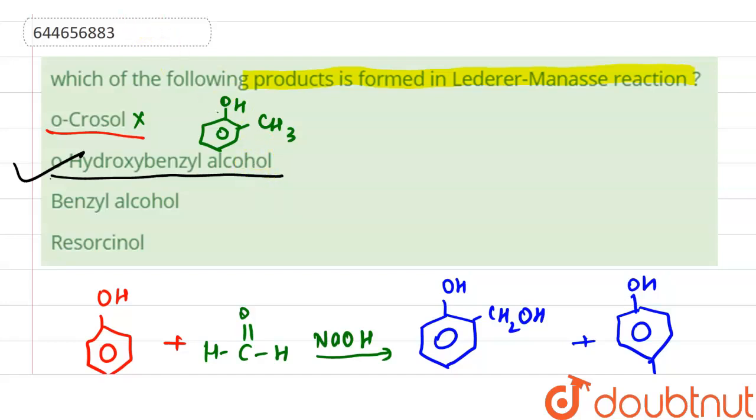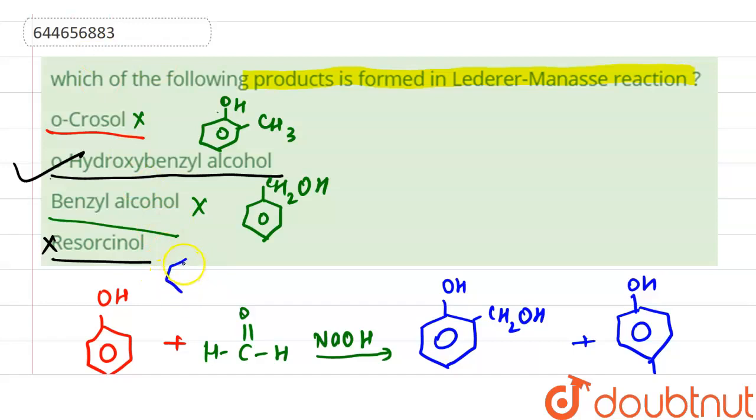Let us see third, which is benzyl alcohol. This is also not correct, because benzyl alcohol is this compound, CH2OH. And fourth is resorcinol. This is also not correct, because resorcinol is this, OH and here this is OH. So from here we can say that option 2 is the correct answer of this question.